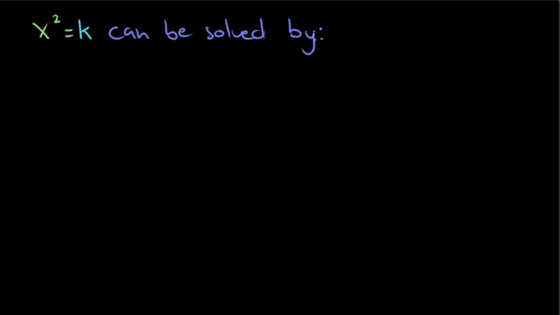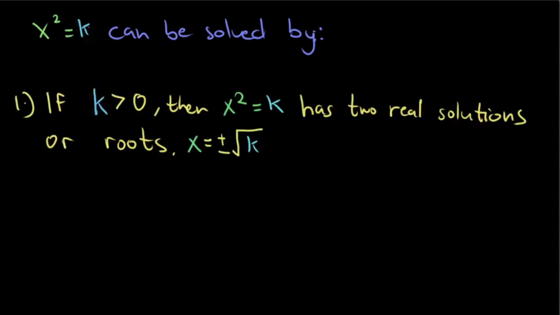Paano natin yan masasolve? Sabi natin kanina, there are more ways than one. But if you want to extract the square root, ano-ano yung dapat nating tandaan? Number 1, if k is greater than 0, then x squared equals k has two real solutions or roots. Ano ibig sabihin nito? If k, this is k right here, yun yung value na makuha mo matapos mong i-multiply si x sa sarili niya.